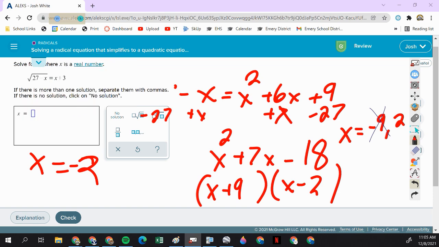In fact, what if this side was 3 minus x, and I ended up with x equals 7? 7 doesn't work. Even though it's a positive number, when I plug it in, I end up with a negative number. Okay? All right.